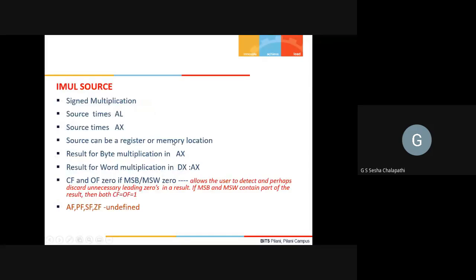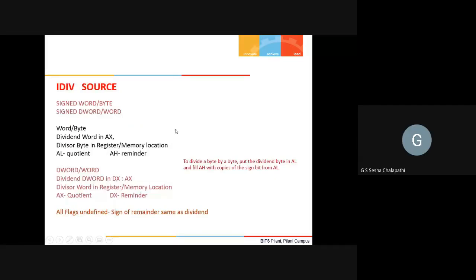Sir, if there is IDIV, and the dividend is DX:AX divided by some 16-bit word, and the DX:AX was a negative word, then would the remainder be negative or positive? Okay, one second. Let's look at that. You are talking about DIV or IDIV? IDIV. Okay, so we are looking at IDIV.